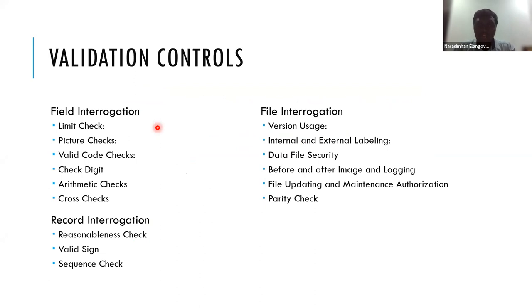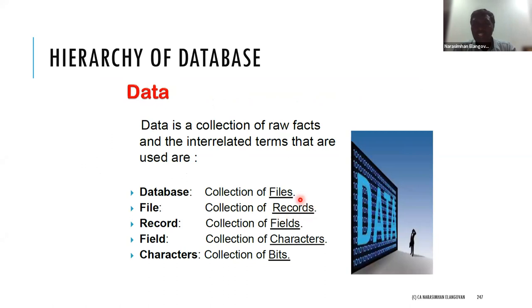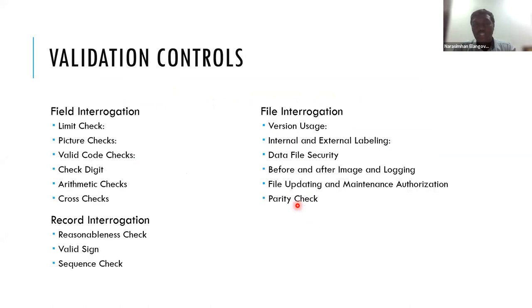The validation controls can be at all these three stages: file, record, field. It will start from field, go to record, and then go to file. For example, field interrogation. You're filling up a form. It has a limit on the age, 18 to 60 years only for insurance. Picture check, you're asked to check multiple pictures. Valid code sign, you cannot enter a negative number.